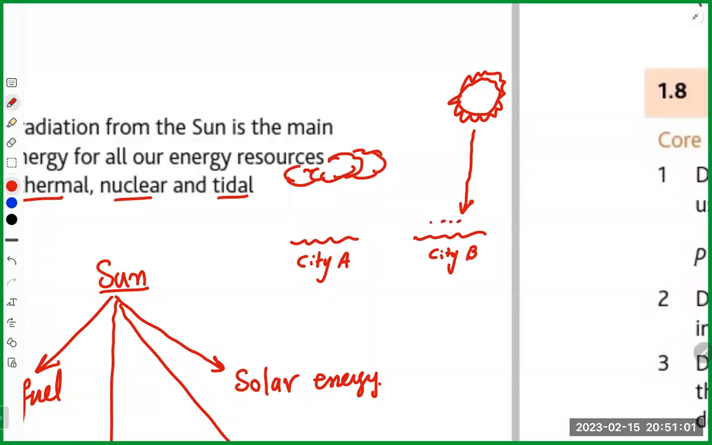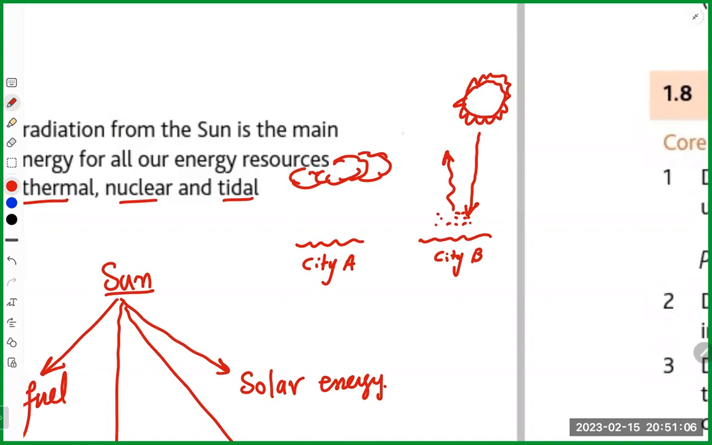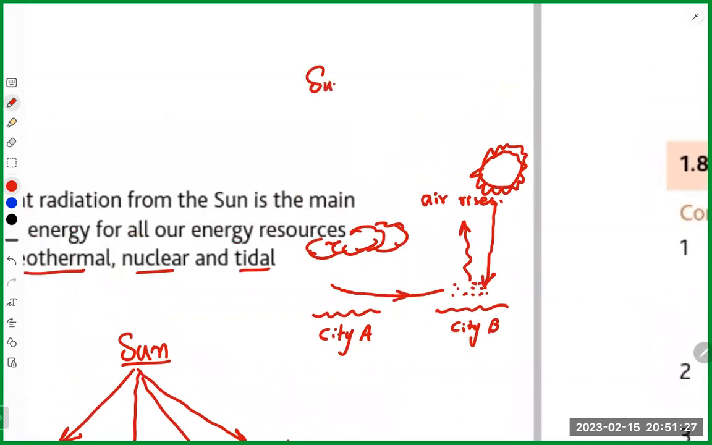City B. So air over here will become less dense. Air becomes less dense, so it rises. So the air at A will rush towards B. So sun produces convectional current.